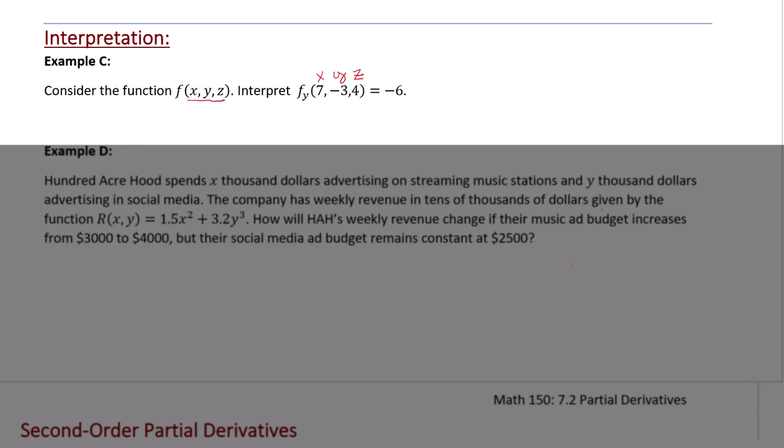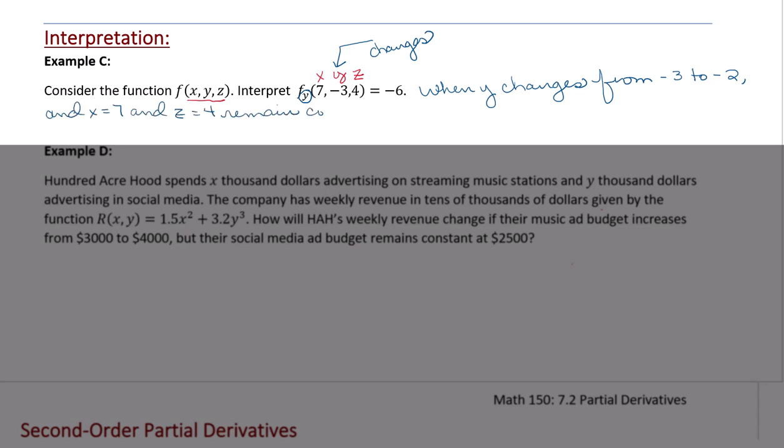Also, we want to interpret it where the derivative is with respect to y. So y is the one who changes. So how do we interpret? When y changes from -3 to -2 and x equals 7 and z equals 4 remains constant, the function value is decreasing by 6 units.